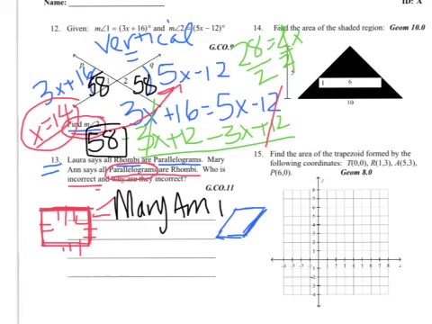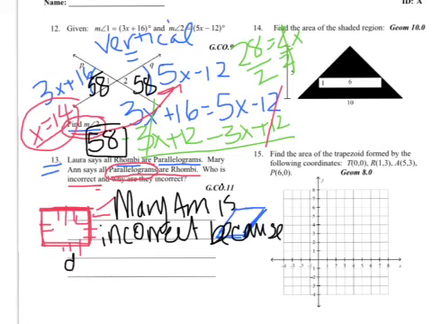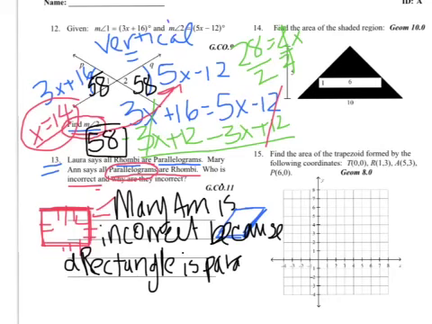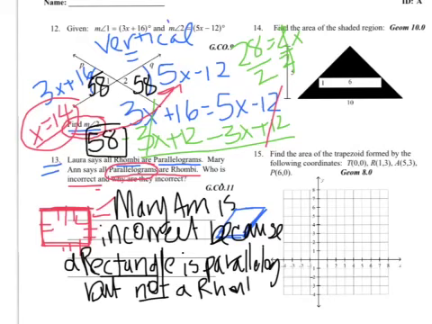And so I'm going to write that real quickly. Marianne is incorrect because a rectangle, and you could think of some other shapes too probably, but for sure a rectangle is a parallelogram, but not a rhombus. And that's because all 4 sides in a rectangle are not equal.